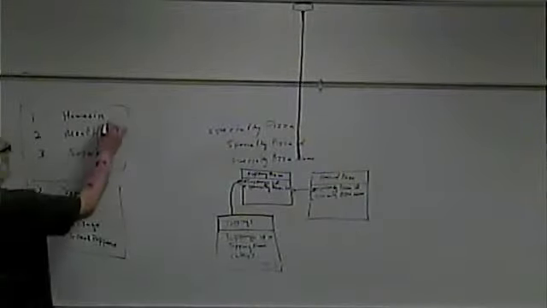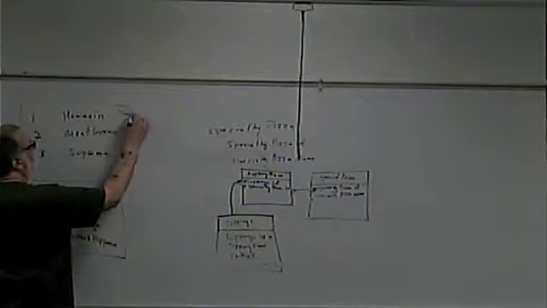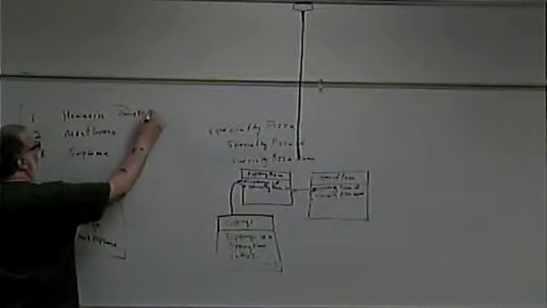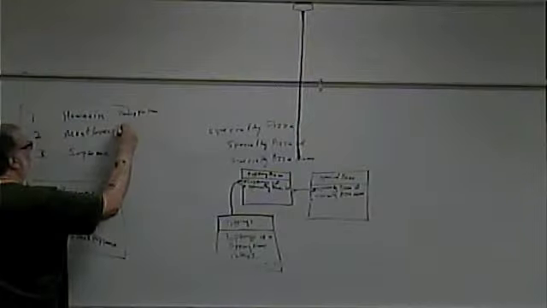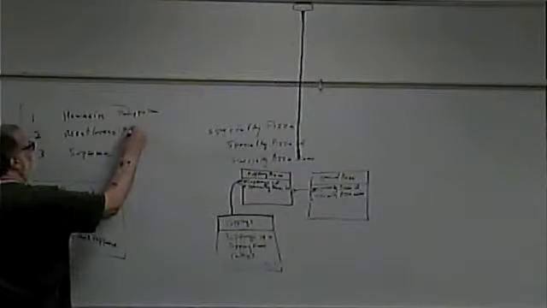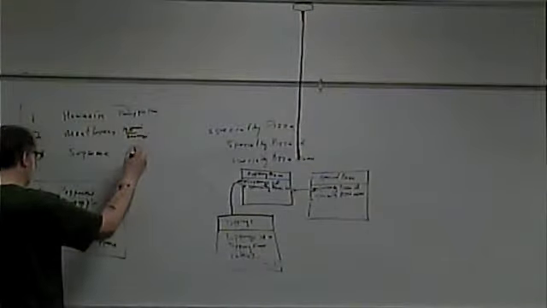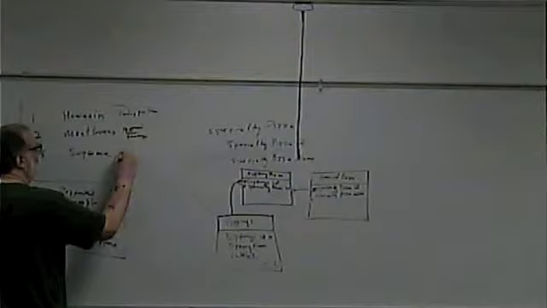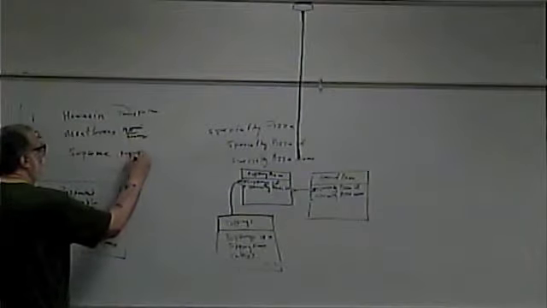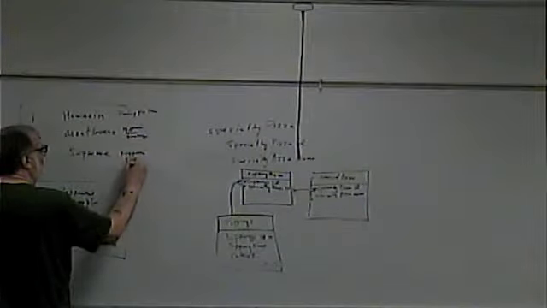So let's say Hawaiian has pineapple and ham. Let's say Meat Lovers has pepperoni, ham, and sausage. And let's say Supreme has pepperoni, sausage, and green pepper.